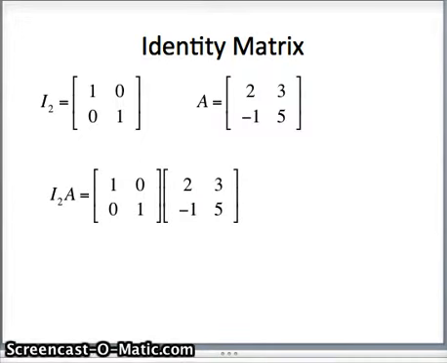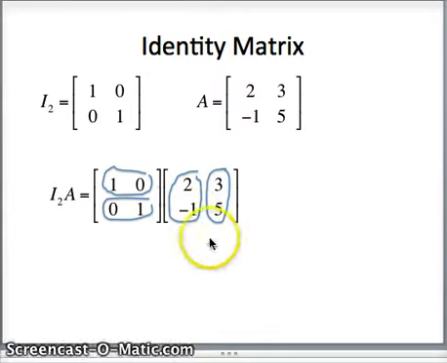So if I take the matrix I2 and multiply it by A, what is left? Remember, we take these rows and multiply them by these columns. I like to circle the rows in the first matrix and circle the columns in the second matrix. That's my preferred strategy. So when I multiply this together, I take the first row and the first column: 1 times 2 plus 0 times negative 1. First row, second column: 1 times 3 is 3, 0 times 5 is 0. Second row, first column: 0 times 2 is 0, 1 times negative 1 is negative 1. Second row, second column: 0 times 3 is 0, 1 times 5 is 5.